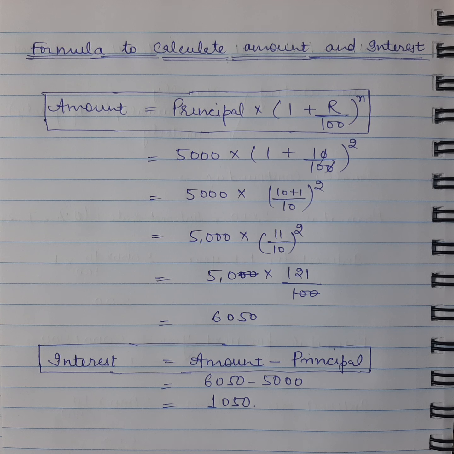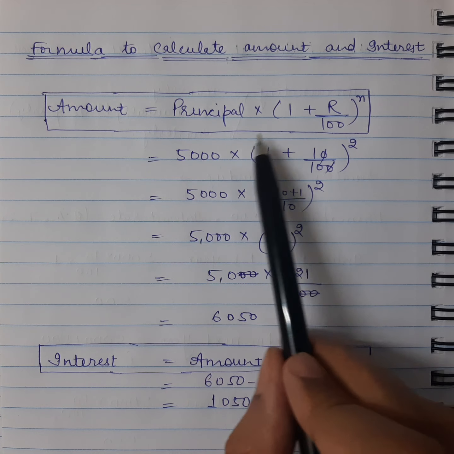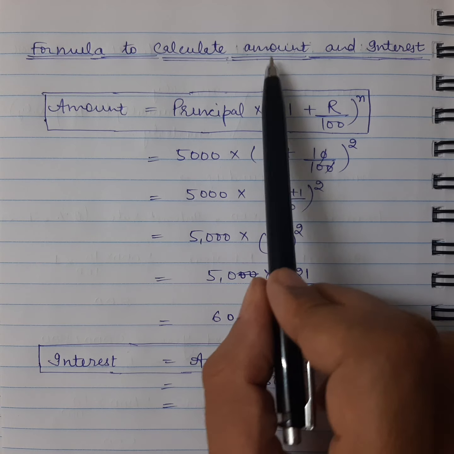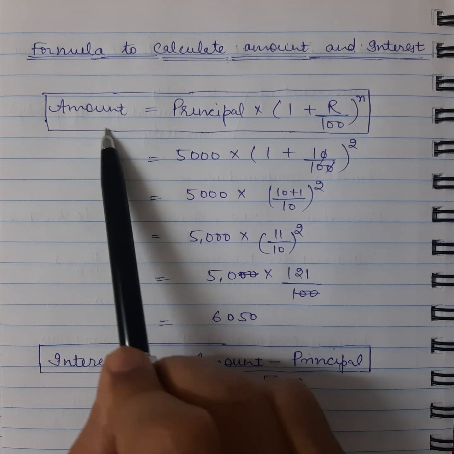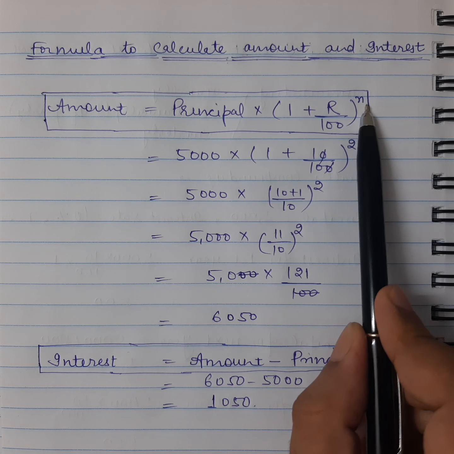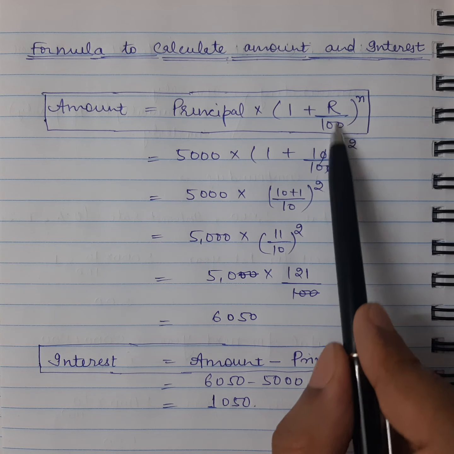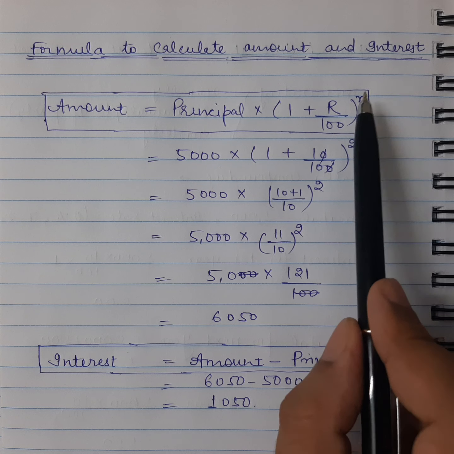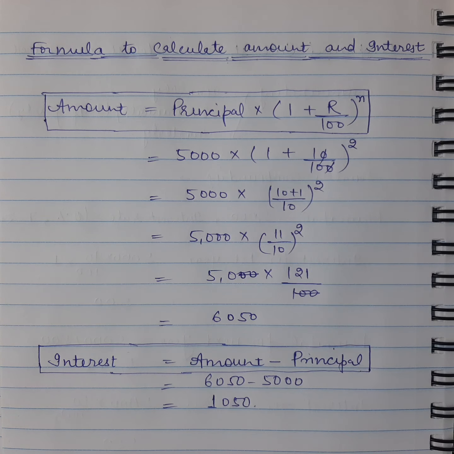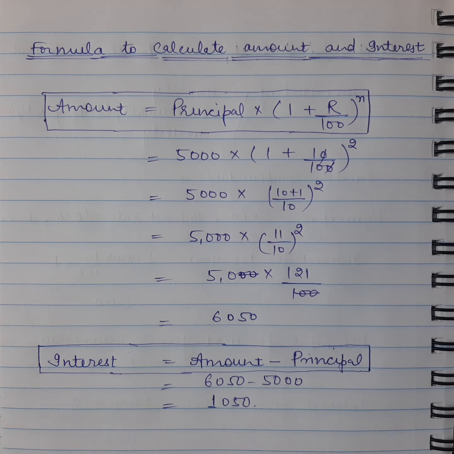So actually there is no need to calculate interest for each year separately. We can use the formula and calculate the total amount at the end of the total period. So we can learn the formula to calculate amount and interest. The formula to calculate amount at the end of n periods will be principal multiplied by bracket start 1 plus r divided by 100, where r is the rate of interest, and then raised to the power n. n is the years here because the compounding is annual.